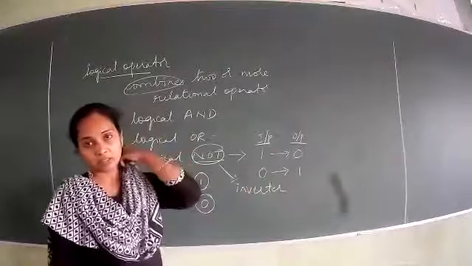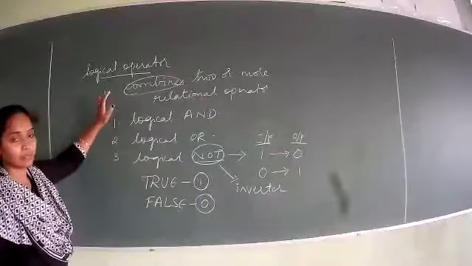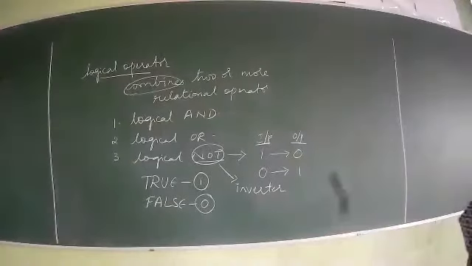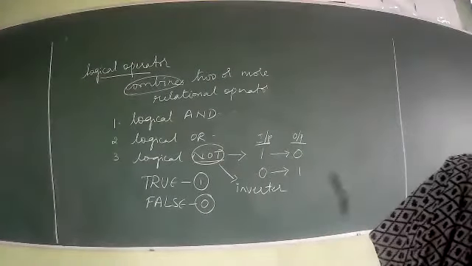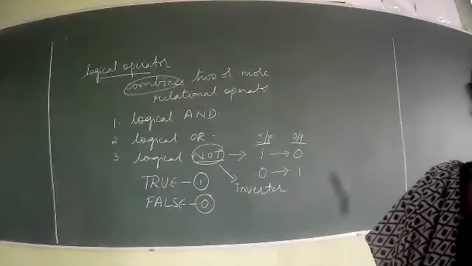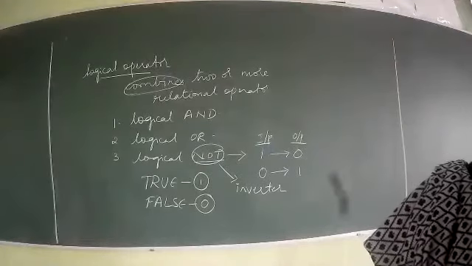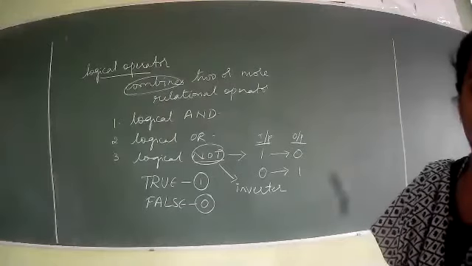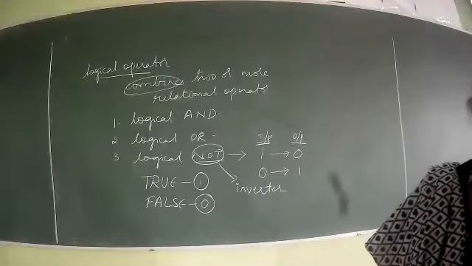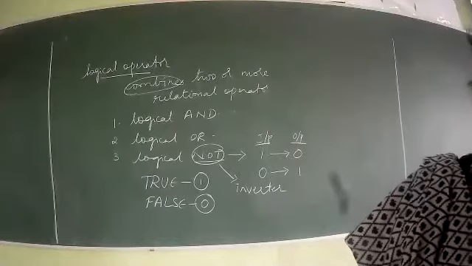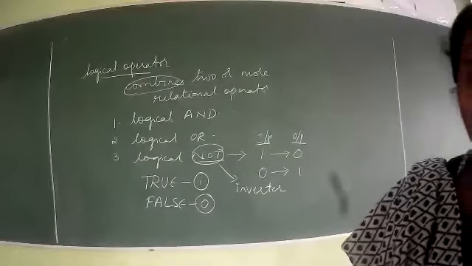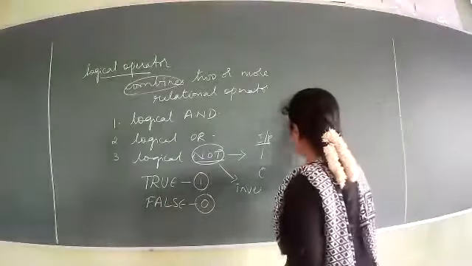Logical operators are clear. Now look at the board. The logical operators are used to combine two or more relational expressions. Here, there are three types of operators, that is AND, OR, and NOT. First, we have seen the AND operator. In the AND operator, when all the conditions are true, if both the inputs are true, then the output will be true. I will give an example for this.